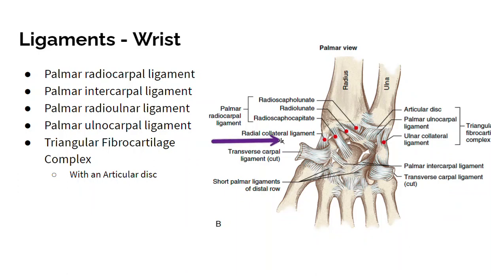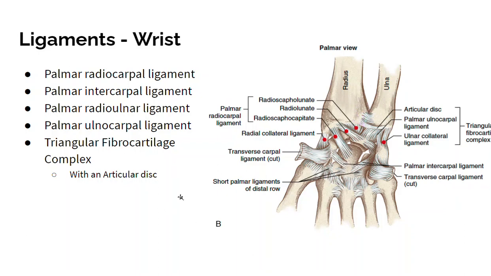So when we look on the palmar side, it does look a little bit more chaotic. You can see we have the radial collateral ligament, the ulnar collateral ligament, and then we have the palmar radial carpal ligament. So palmar radial carpal goes from the radius to carpal bones. The palmar intercarpal ligament, so that's on the palm side, but a ligament between carpal bones. And then the palmar radial ulnar ligament, which goes from the radius to the ulna.